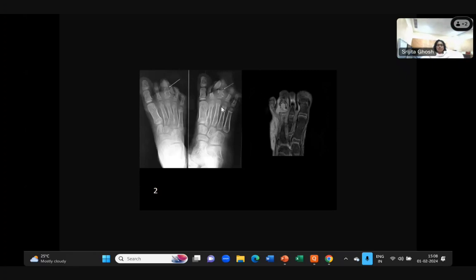Coming to the answers, most of you have got it right. It is a case of tuberculous dactylitis. What is the likely etiology? People have got it right. What are the possible closest differentials? Someone has got it right.